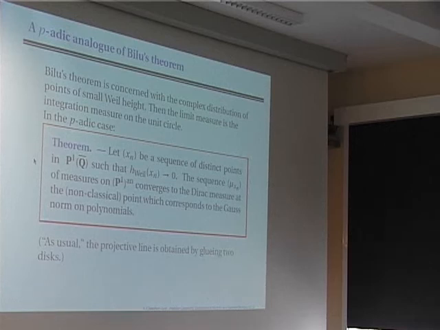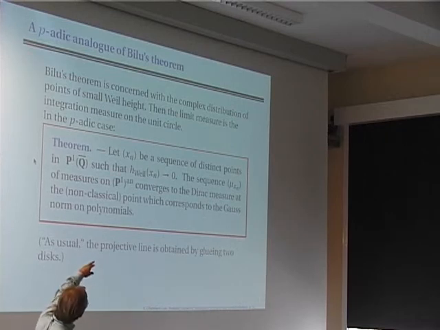So I will show you the p-adic analog of Bilu's theorem. Bilu's theorem was the fact that the distribution of points of small Weil height in the complex projective line was related to the integration measure on the circle. I had said that, at least if you look at roots of unity, they distribute to the integral on the circle, but it's the same for any sequence of points whose height goes to 0.